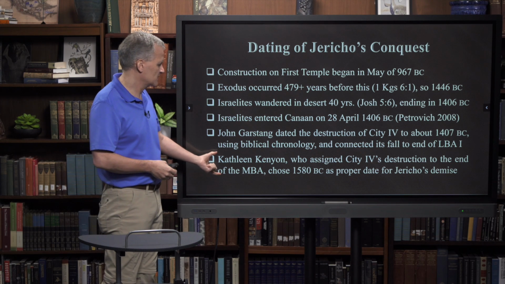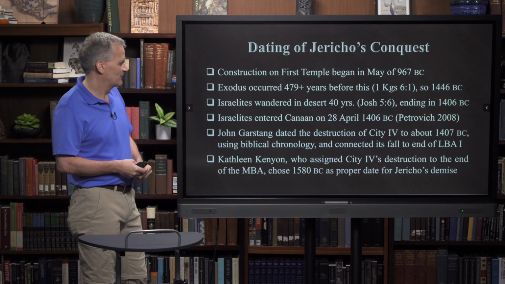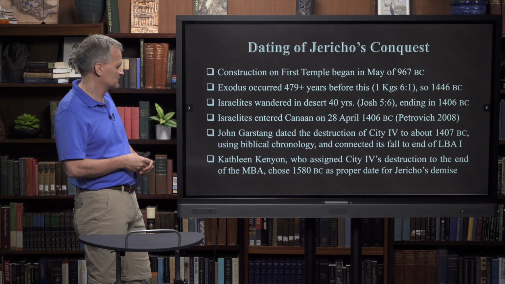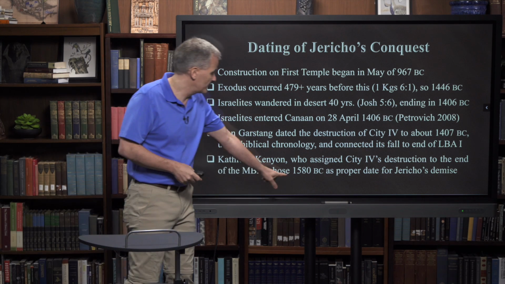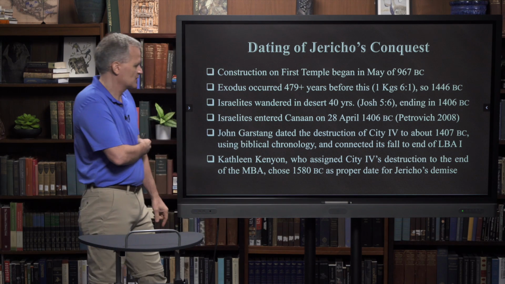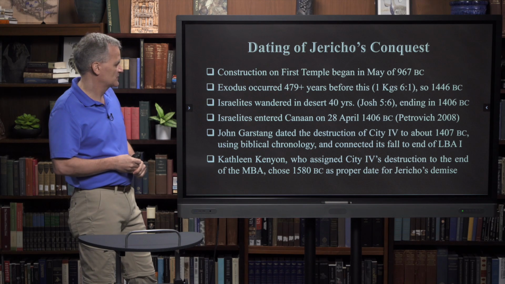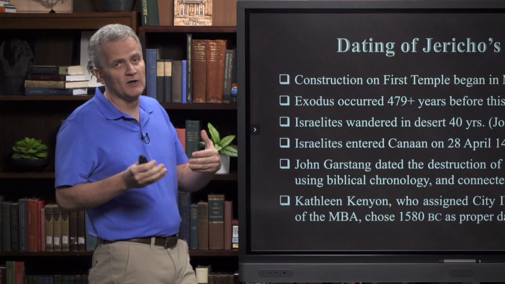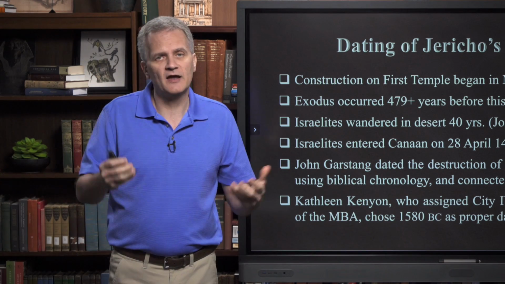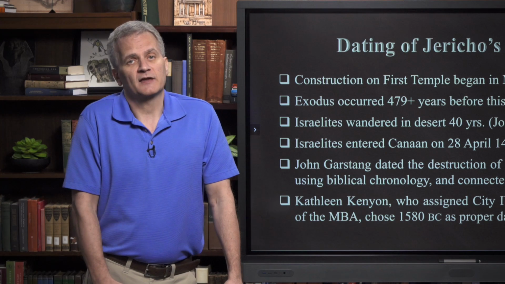Then Kathleen Kenyon came along, who assigned City 4's destruction to the end of the Middle Bronze Age. So she chose around 1580 BC as the proper date for Jericho's demise. So you have to decide for yourself, study the evidence, and see what you think.